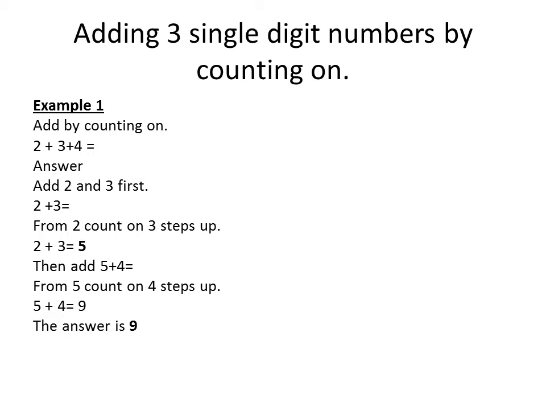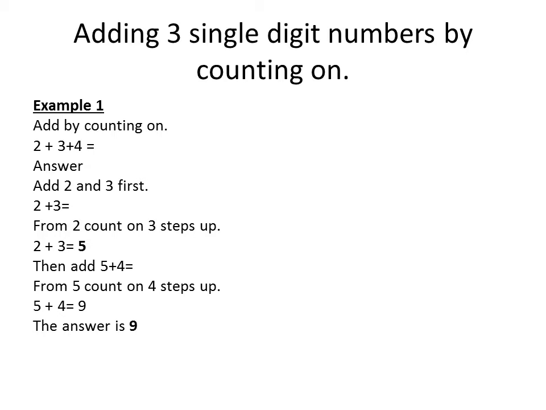Now the answer will be, add 2 and 3 first. By counting, you take your counters, count 2 counters, and then count another 3 counters. Then you add 2 and 3 first. When you add 2 and 3, what do you get? Now from 2, count on 3 steps up.